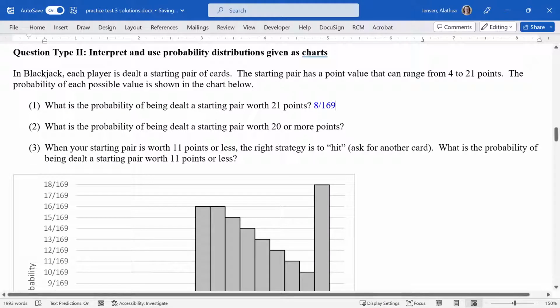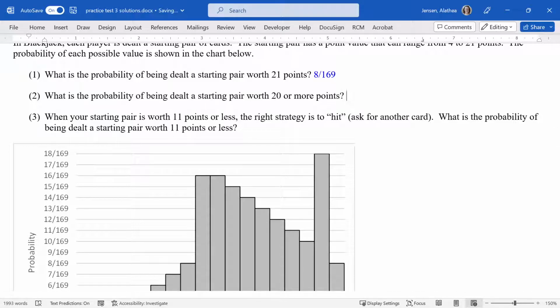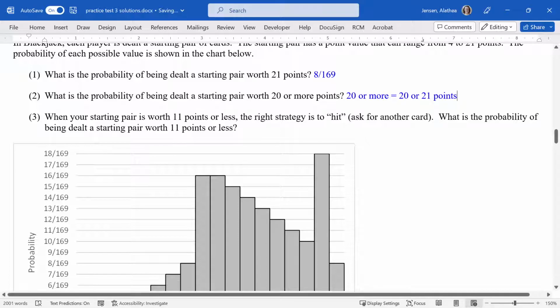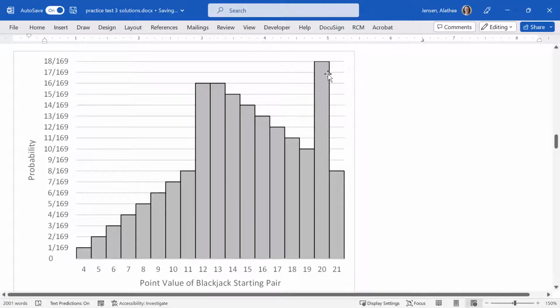All right. Question number 2 is not too much harder. What is the probability of being dealt a starting pair worth 20 or more points? Here you have to make sure that you interpret 20 or more as meaning 20 or 21 points. And then from there you just look up the probability for each of those. So 20's probability is 18 out of 169. 21's probability is 8 out of 169. And then you just simply add those together.